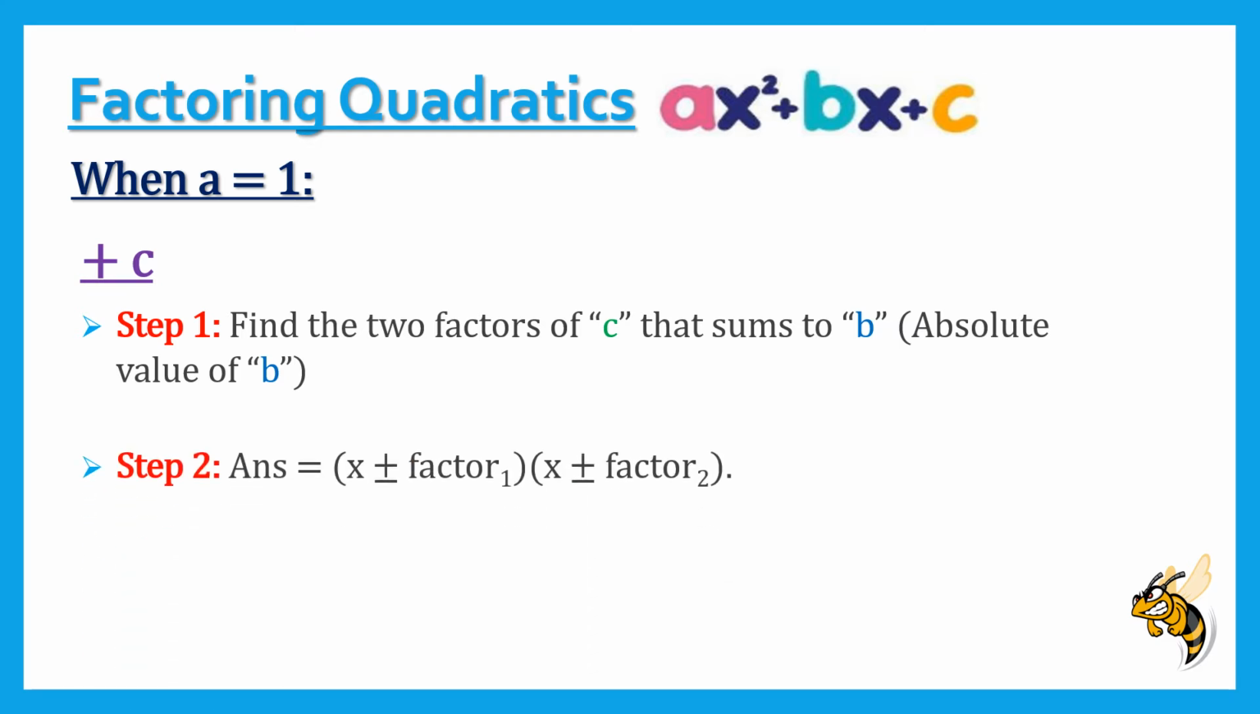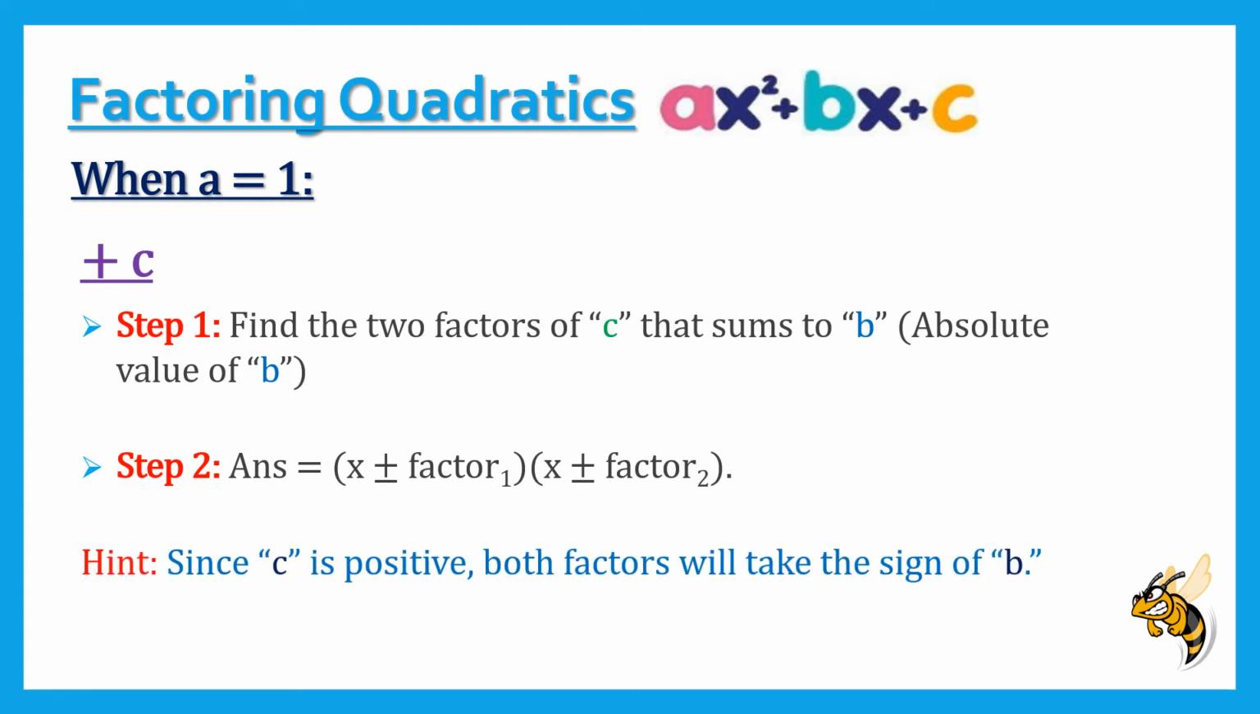Step 2. Your answer should be in the form of x plus or minus factor 1 times x plus or minus factor 2. Hint: since c is positive, both factors will take the sign of b. And you may be wondering why. A positive times a positive is equal to positive, and a negative times a negative is equal to positive. So in both situations, it took the same sign to produce a positive.